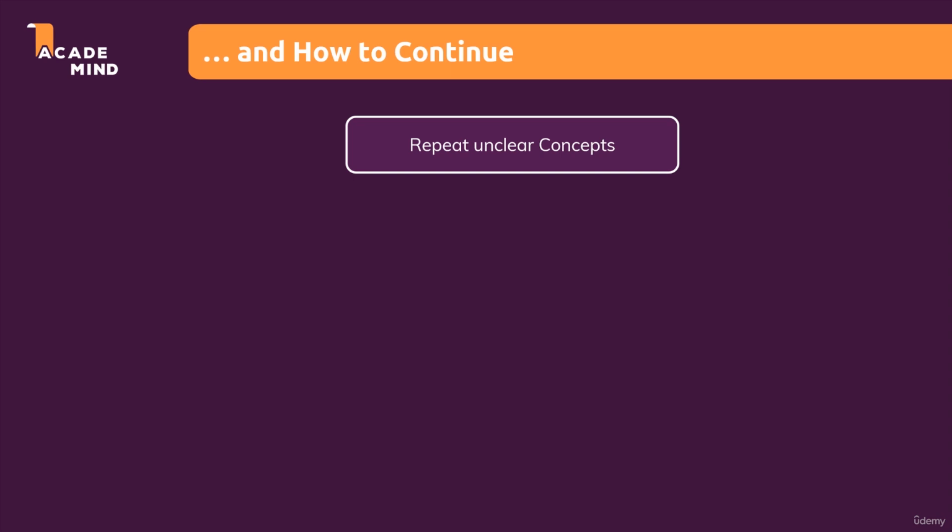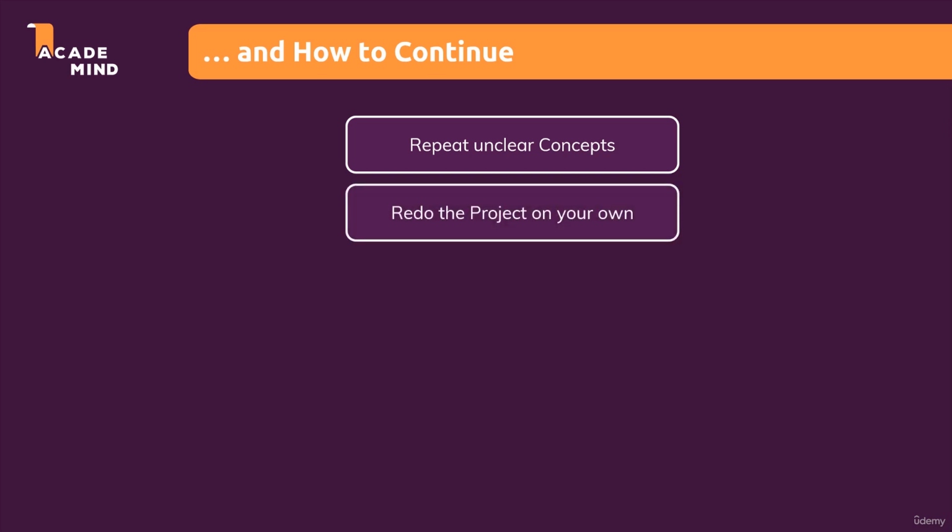I hope you don't have any unclear concepts at this point, but if you have these, make use of this course, go back to certain videos, repeat concepts, work along, and stay there until you really understand how something works. It's important to not only follow along the video, but to go back to these parts in case anything is still unclear. Also try to redo the project on your own.